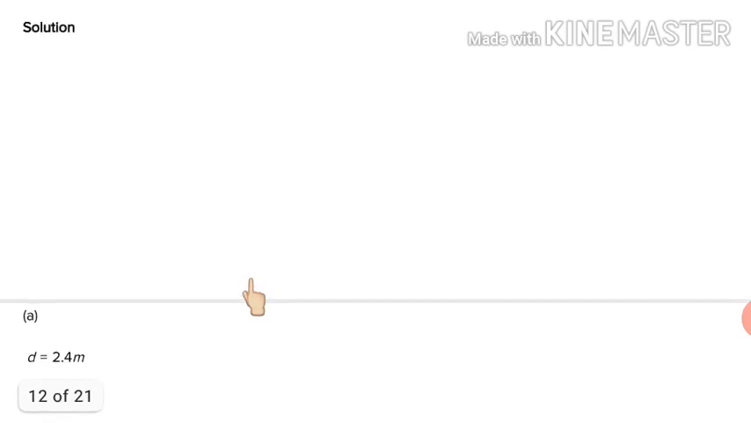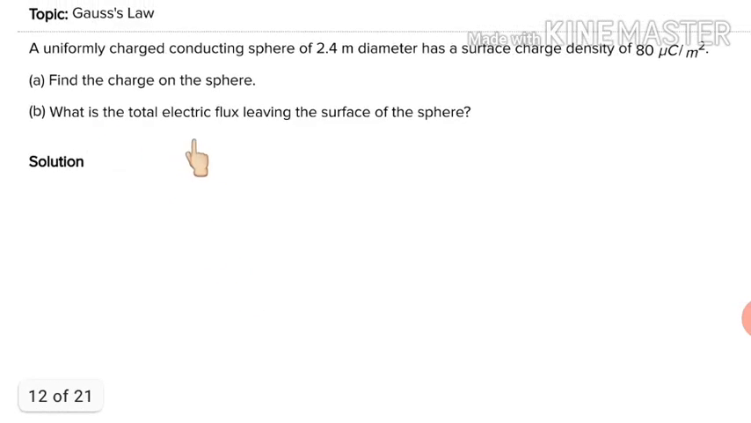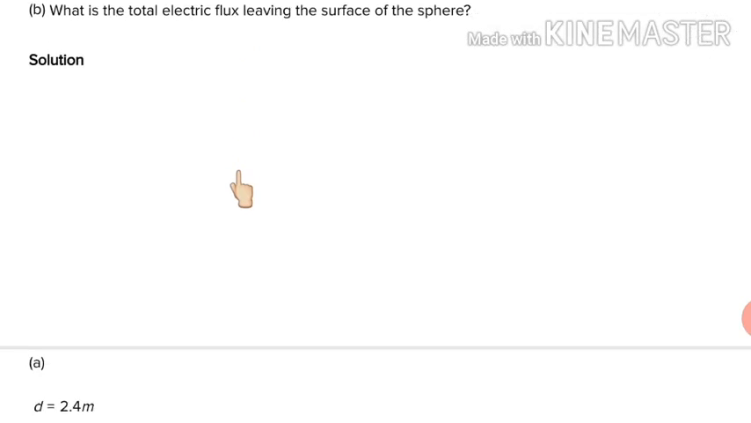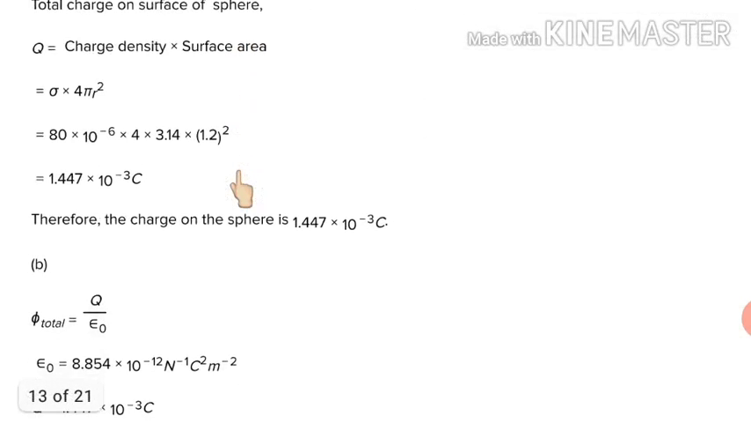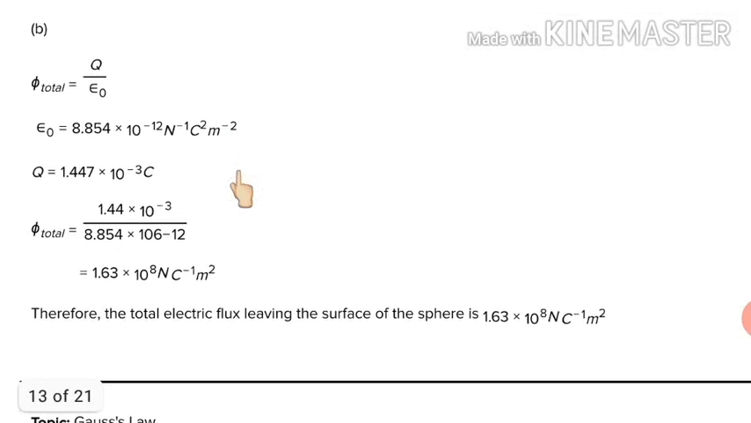Now the second part of the question is, what is the total electric flux leaving the surface of the sphere? So charge we have calculated. Now flux we can easily calculate with the help of Gauss law. Through Gauss law, we can write flux is equal to Q upon epsilon naught. Epsilon naught is a constant, its value is this, and Q we have already calculated. So phi is equal to Q upon epsilon naught. When we simplify it, finally we have phi is equal to 1.63 into 10 to the power 8, and the unit will be like this. So this is the total electric flux leaving the surface of the sphere.